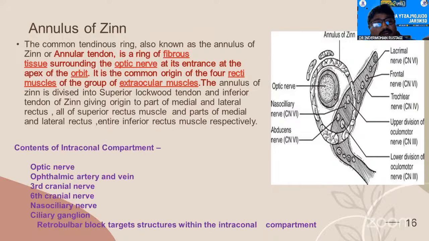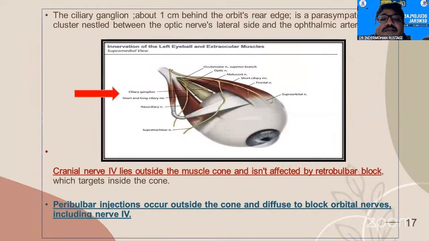So this intraconal compartment of the orbit contains all these things: the optic nerve, artery, third cranial nerve, sixth cranial nerve, nasociliary nerve, and ciliary ganglion. Here is the ciliary ganglion, which is immobilized by the retrobulbar block, and it is almost 1 centimeter behind the orbit's rear rays.